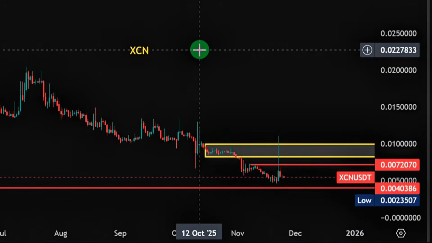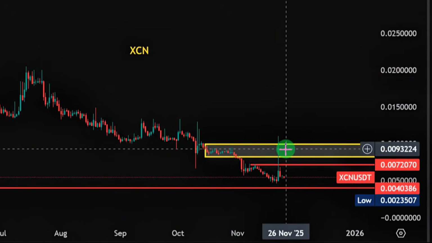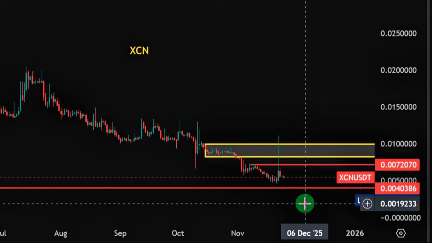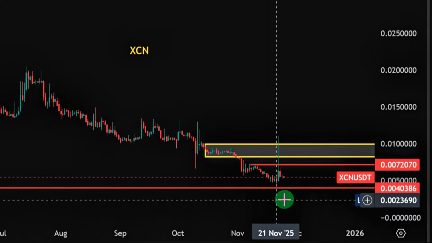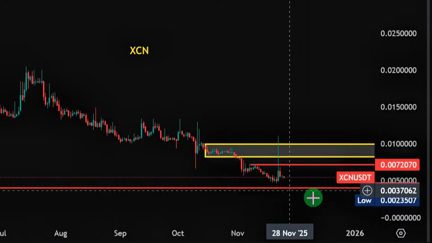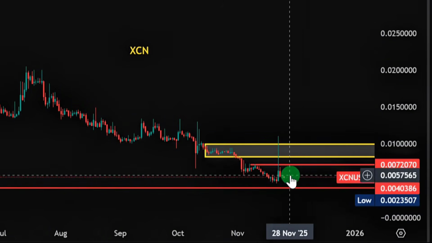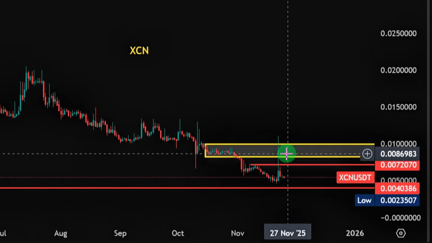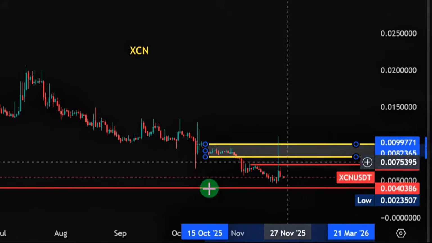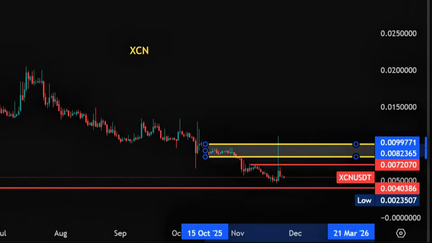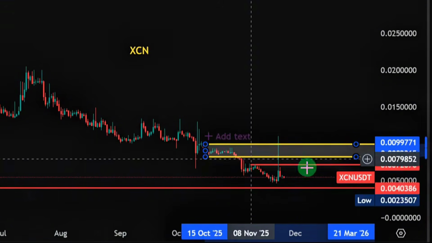According to the liquidation heat map, we saw some liquidity below the price of XCN, from around the zone of 0.0044 down to the zone of 0.0040. You can see that the zone of 0.0040 is mapped out as a liquidity area for the price of the asset. We should expect a bounce from there that is likely to take out the mapped liquidation price points around the zone of 0.0099 and the zone of 0.0082 for the price of XCN.